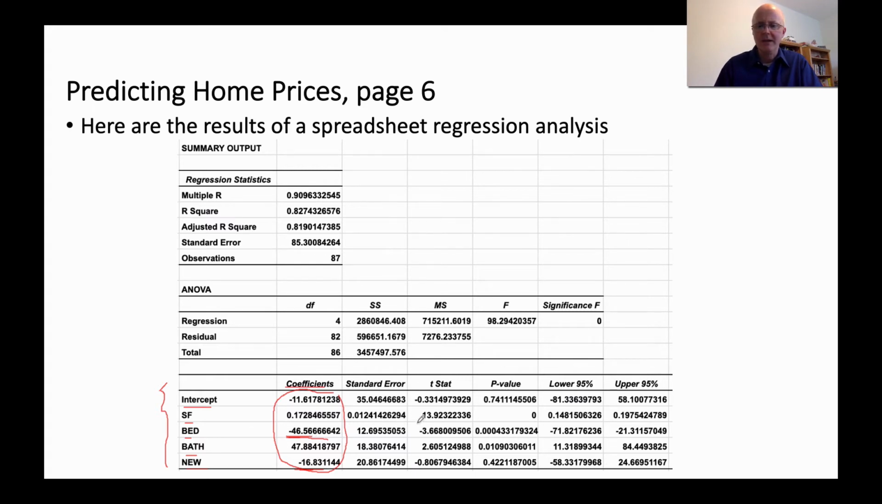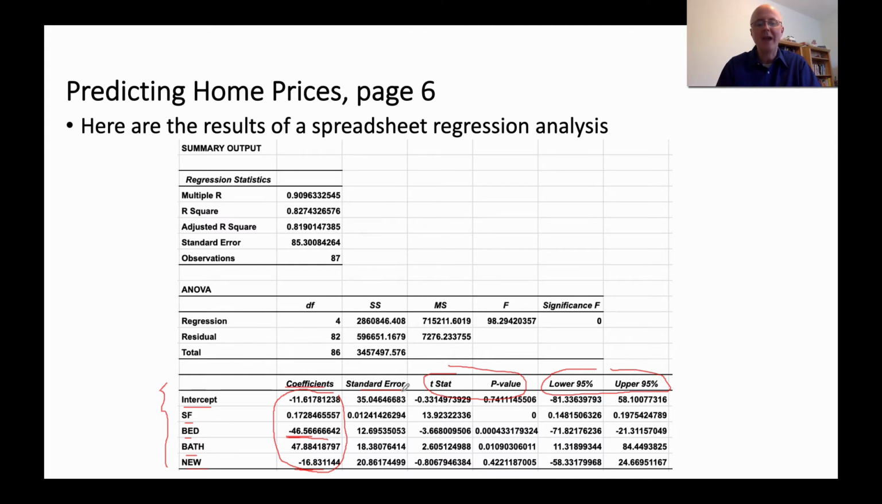What else do we want to look at here? Lower 95% and upper 95%. These are lower and upper bounds for confidence intervals, 95% confidence intervals for the population parameters, beta 0, beta 1 through beta 4. We also see t-stats and p-values. Those are going to be t-statistics and the corresponding p-values for certain hypothesis tests on those parameters.